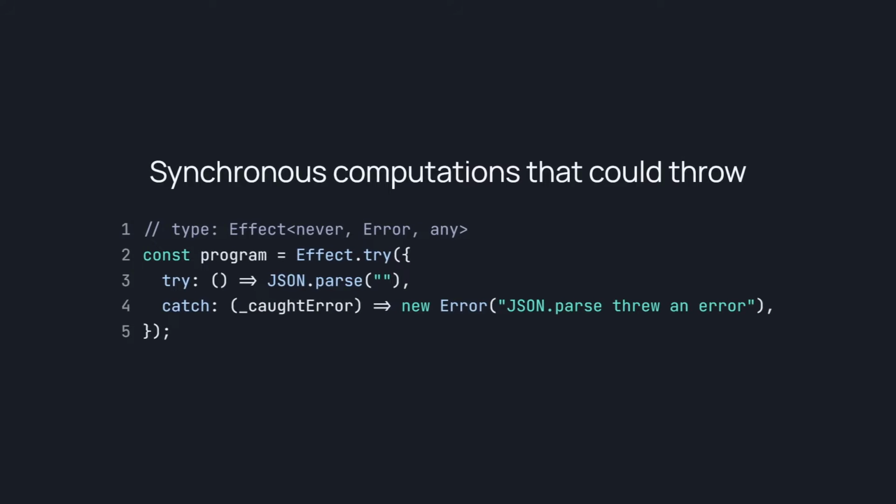However, non-effect code will throw errors, and that's okay. The try constructor catches errors thrown from the passed try function and passes them to a catch function, where you can construct the value to place in the error channel of the resulting effect. Here, JSON.parse will throw if the input is invalid JSON, such as this empty string. If so, we create a new error with a custom message. Like sync, the resulting effect has a value of the return type of the passed try function, in this case any, and the error is of type Error, the return type of our catch function.